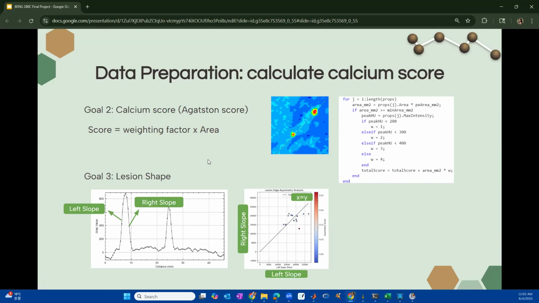But if a point is far from the line, like the red dots here, it means the lesion rises quickly and then rolls down more slowly. That suggests an asymmetric shape, which might mean it's irregular or has some distortion.